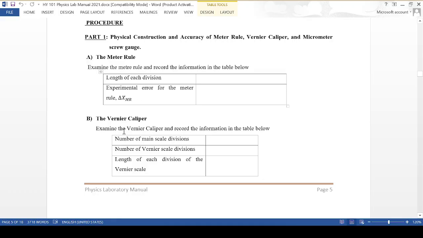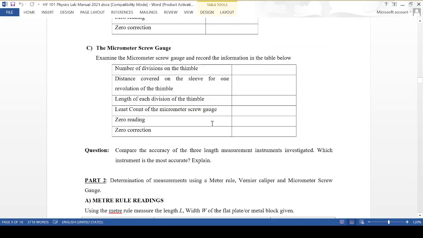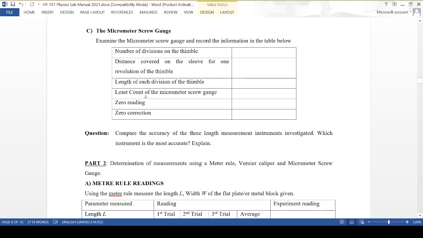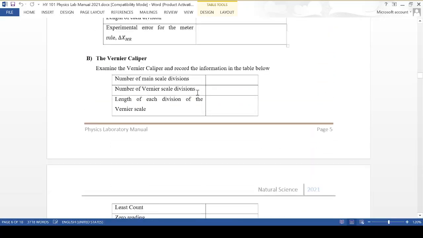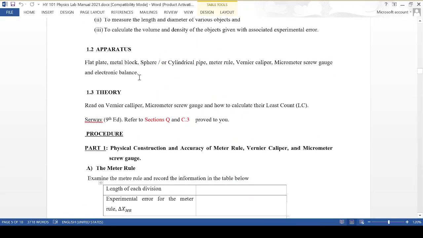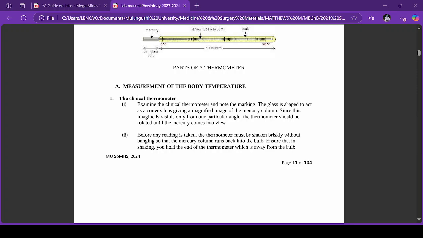That's how you write. Examine the vernier caliper. In the lab report, you say the vernier caliper was examined and the information was recorded. So this is how you write the procedure. Ensure it is in past tense because you are writing a lab report. You are giving a report of what was done in the lab.